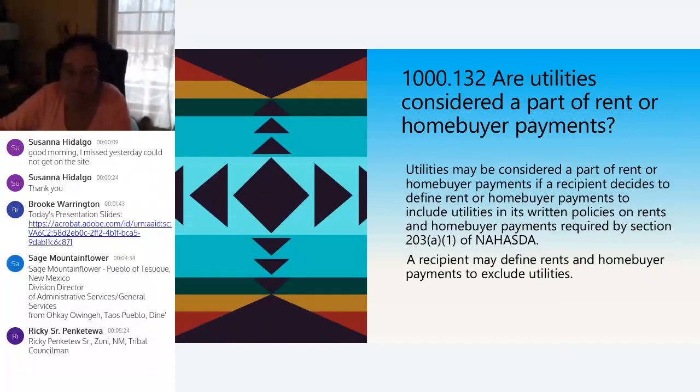Now, utilities can be considered a part of the rent or home buyer payment if you decide to define that within your program. Okay, under the 1937 Housing Act, we had to give them a utility allowance. We do not have to do that anymore. And it cost your subsidy a lot of money when you do that.